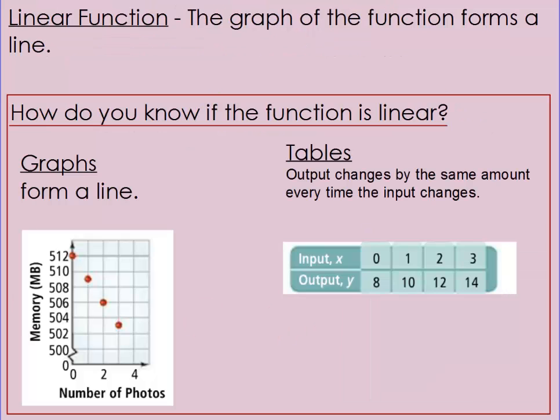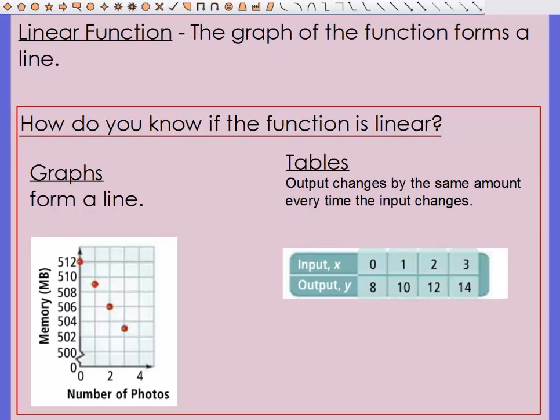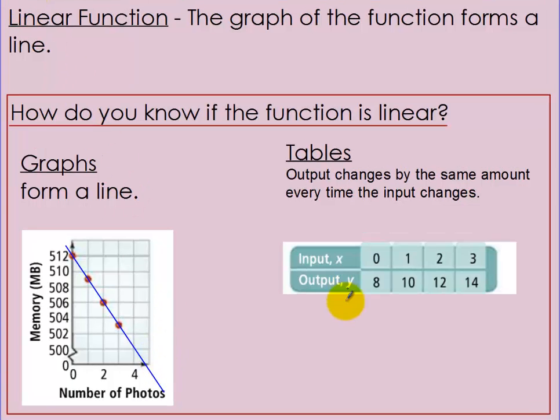So then let's talk about a special kind of function, linear functions. When we graph a linear function, it actually forms a line. So how do you know if it forms a line? Well, you kind of look at it. Like this first case right here, I graphed memory versus number of photos. I look at those dots and I can see, yep, they form a line like that, so that's a linear function. Now, you're not always going to see a graph. Sometimes you'll see it as a table. So how do you know if this table is a linear function?